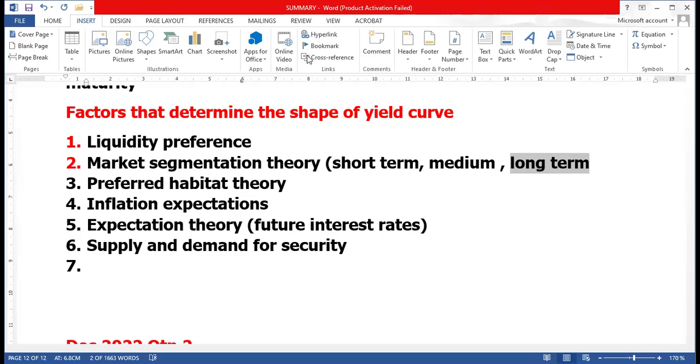Is it clear to someone who had asked? Yes, please. Then for preferred habitat theory, it just improves on the market segmentation.